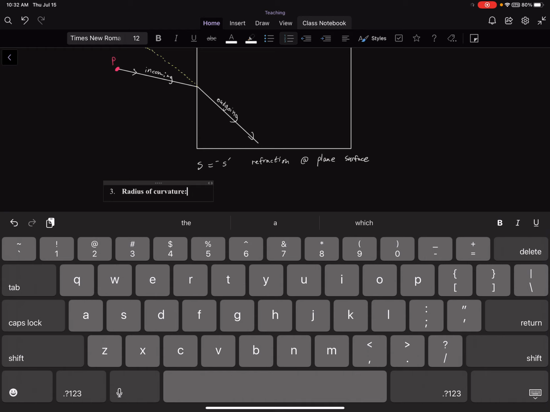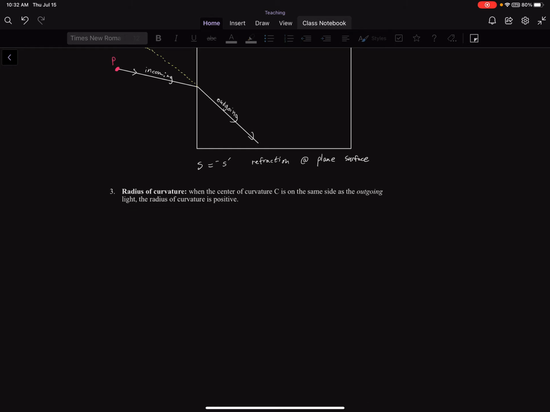Radius of curvature. I'll write it down, we won't talk about it for a little bit, and we're going to come back up to it, but definitely jot it down. When the center of curvature, denoted by C, is on the same side as the outgoing light, then the radius of curvature is positive. So jot that down. We'll come back to it when we talk about curved stuff.